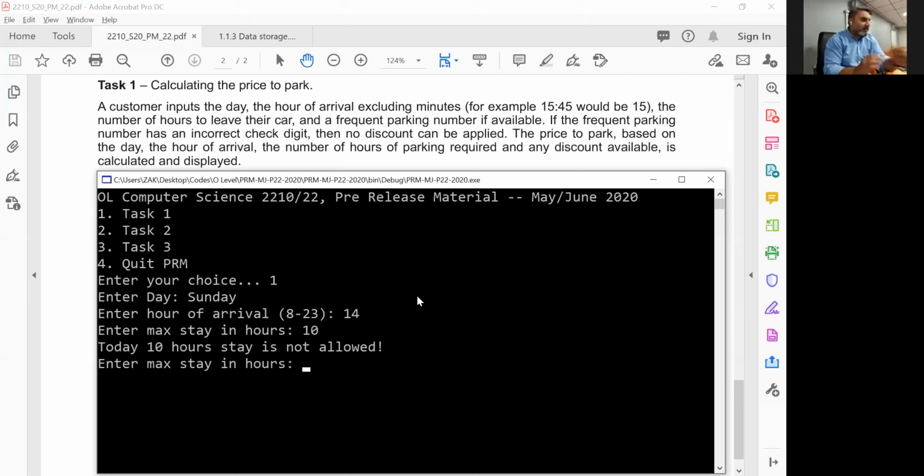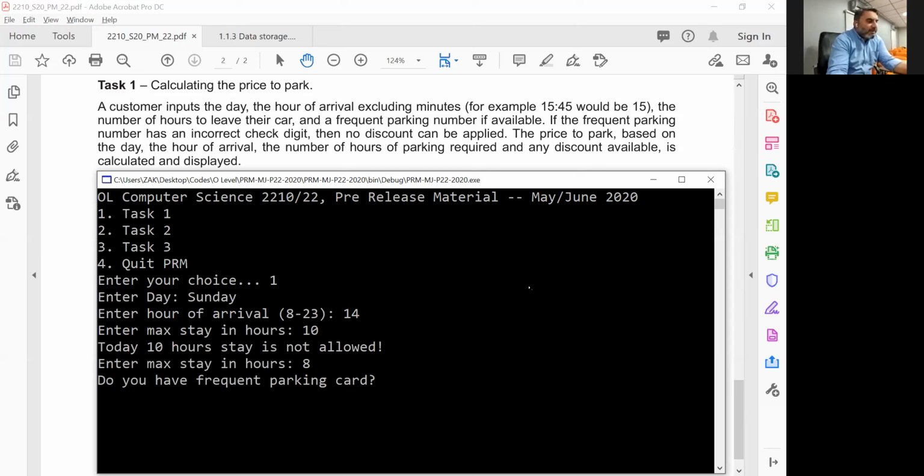It says that today, a 10 hour stay is not allowed. That means that the data is being validated. So let's make it 8 hours. It will be accepted because it is Sunday and the maximum stay allowed is 8 hours. It is entered and accepted. Now the number of hours to leave their car is done, and next is a frequent parking number, if available.